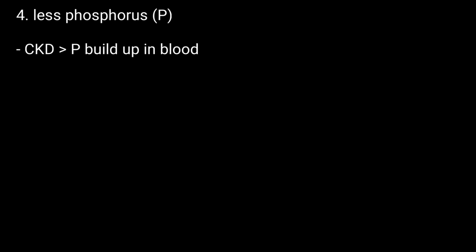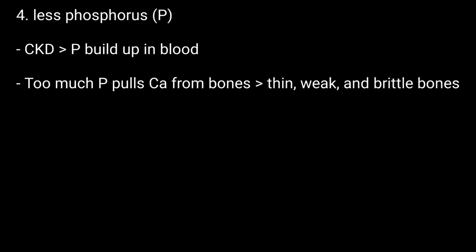When you have CKD, phosphorus can build up in your blood. Too much phosphorus in your blood pulls calcium from your bones, making your bones thin, weak, and more likely to break.